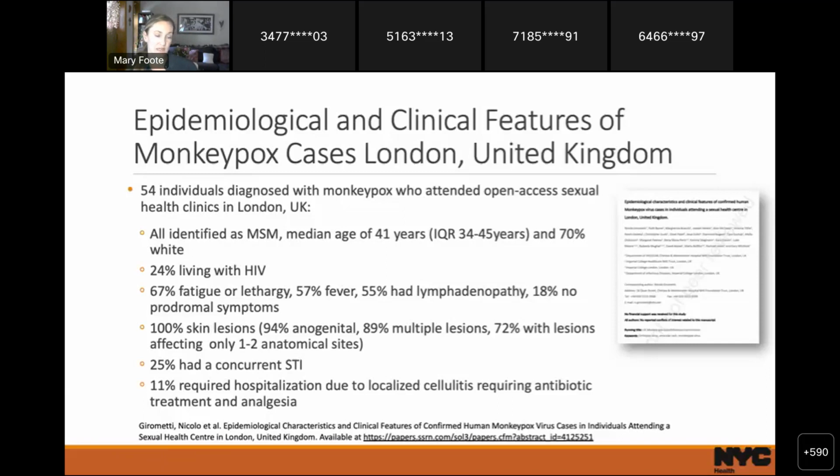And this is really important. About 25% had concurrent STIs as well. So it really highlights again the need to make sure that you're testing and treating appropriately for other STIs. And 11% in this case series required hospitalization, primarily due to localized cellulitis, superinfections requiring antibiotic treatment, and also for pain control, because these lesions can become extremely painful.